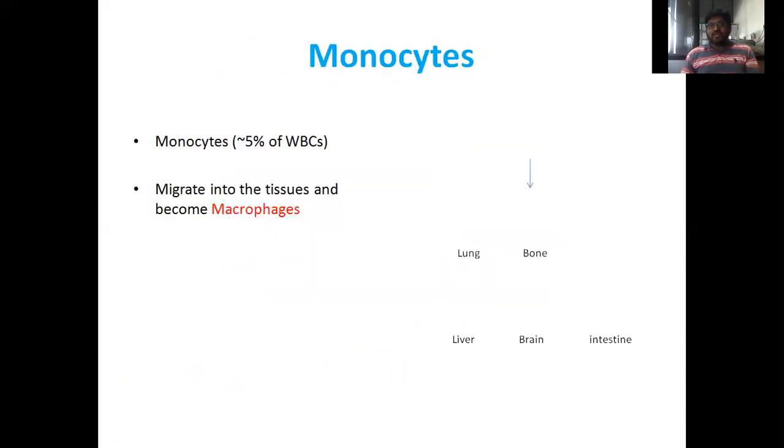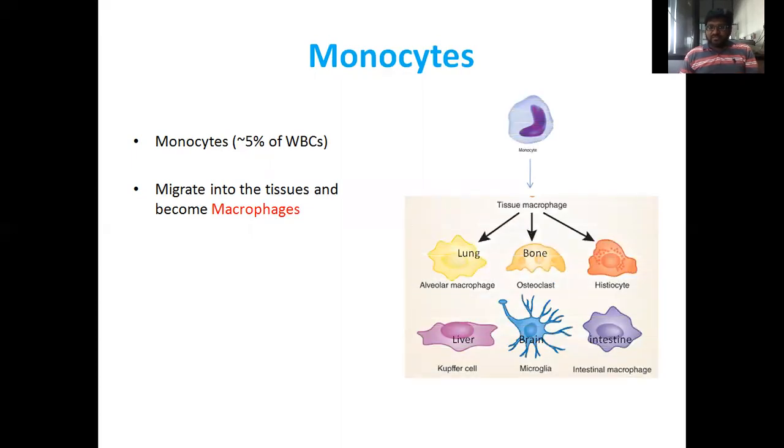Second is the monocytes. Monocytes make up less than or equal to 5% of the WBCs, and they migrate into the tissues and become macrophages. When they migrate into the tissues, they become macrophages in the active state. Here you can see tissue macrophages in the lungs, bone, and histiocytes. They are also known as Kupffer cells, microglia, intestinal macrophages, alveolar macrophages, osteoclasts, and histiocytes.